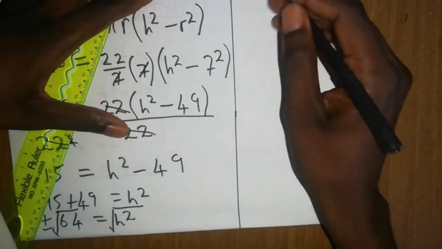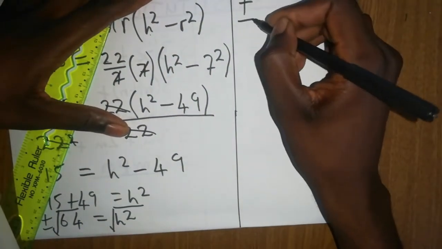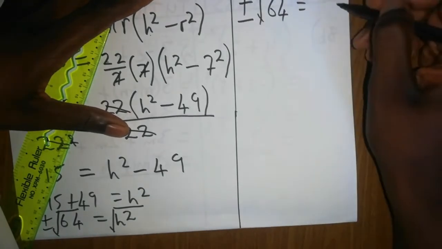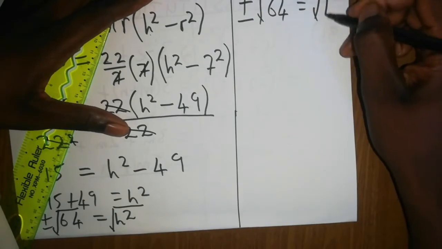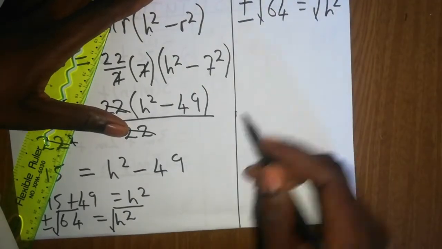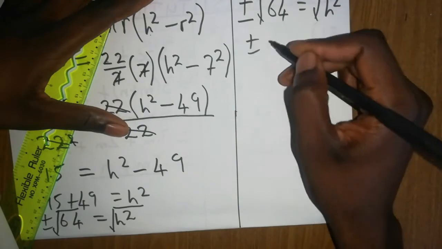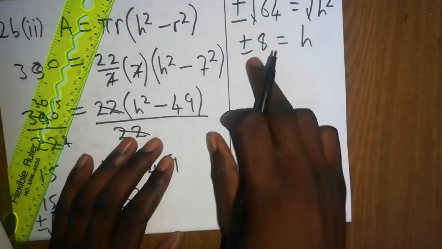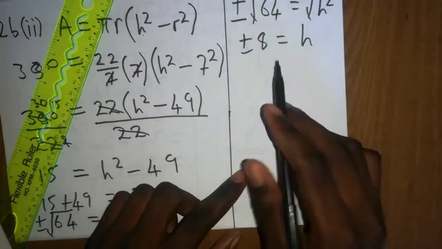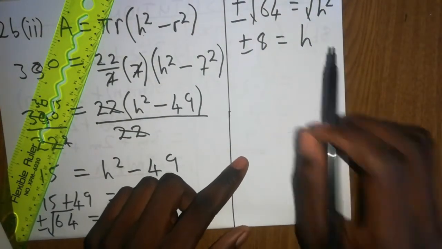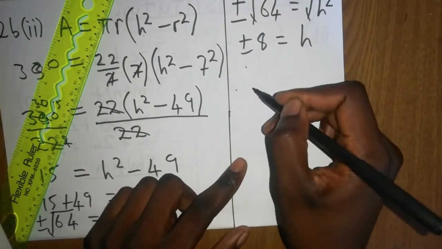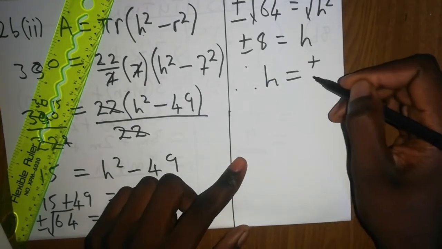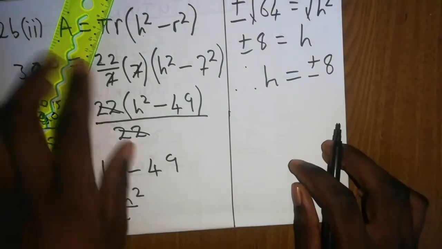So I now have plus or minus root of 64 is equal to root of h squared. So here I have plus or minus 8 is equal to h. Bear in mind, this is not your final answer if it's like that. The question asked you to find the value of h. So you're supposed to say, therefore, h is equal to plus or minus 8. That is your final answer.